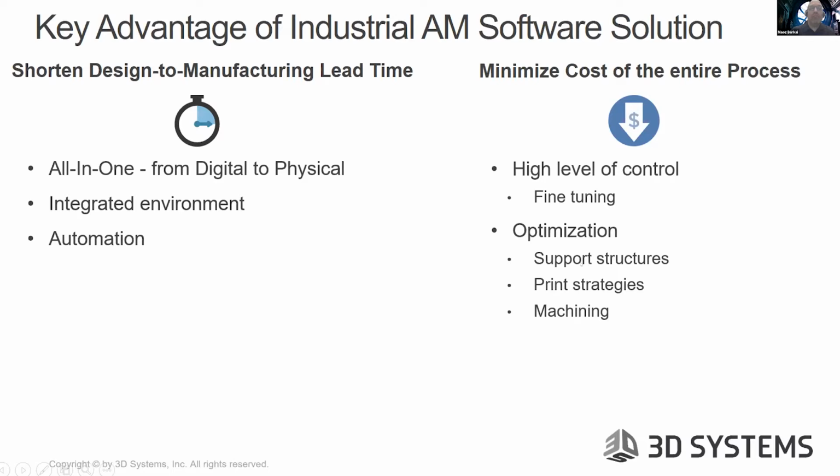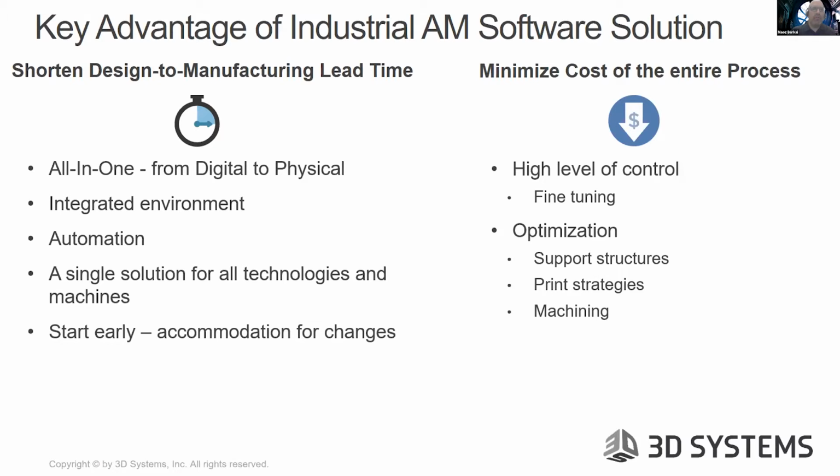So for example, we can optimize support structure to reduce the amount of material we're using, and so we're saving money, or optimize print strategies to be as efficient as possible, or optimize machining for post-processing. Another important thing is to have one solution for all the technologies and the machines that I'm using. And we also want to start early.